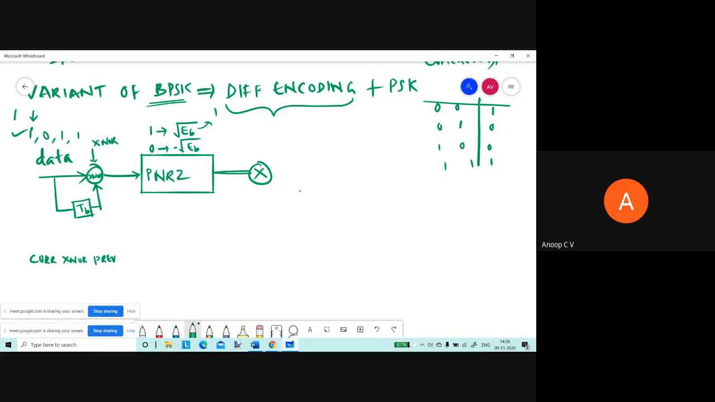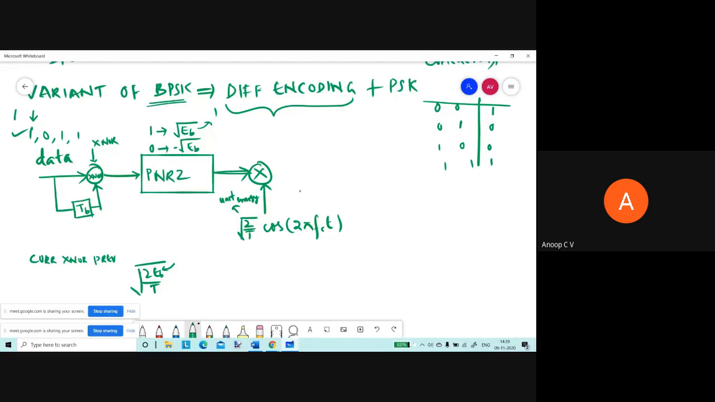In DPSK modulation, we can straight away multiply this polar non-return to 0 encoded bit sequence with our carrier or the basis function, right? The basis function or carrier is root 2 by T cos 2 pi fct. So why this root 2 by T? This root 2 by T implies it has unit energy, right? If the amplitude of a signal is root 2 EB by T, you can say the energy of that RF pulse will be EB, right?